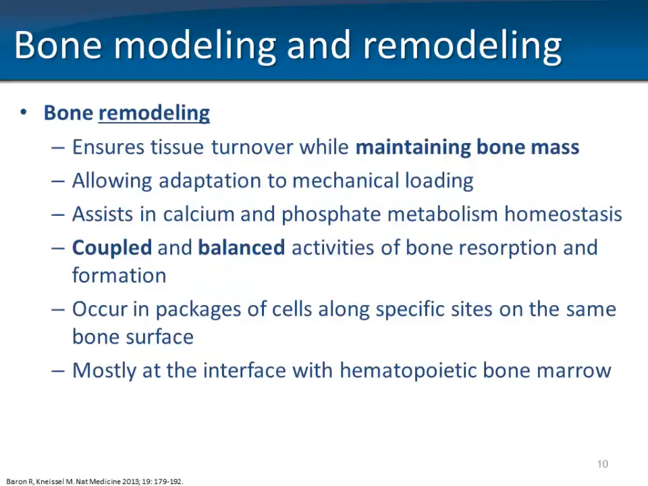And diagonally opposed to that is what we call bone remodeling. It is in fact what keeps us going every day because it ensures tissue turnover while maintaining bone mass. So it's a mechanism that allows us to adapt to mechanical loading. It also assists us in calcium and phosphate metabolism homeostasis. And in contrast to modeling, it is coupled and balanced activity of bone resorption and formation. It tends to occur in packages along specific sites, but on the same bone surface, and that is mostly at the interface with the hematopoietic bone marrow.